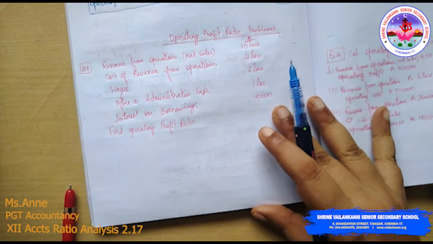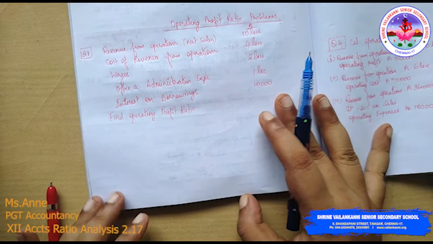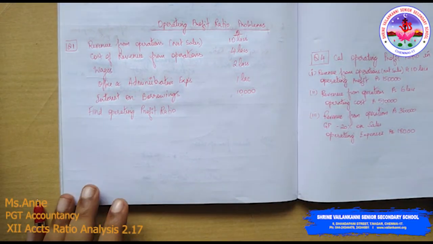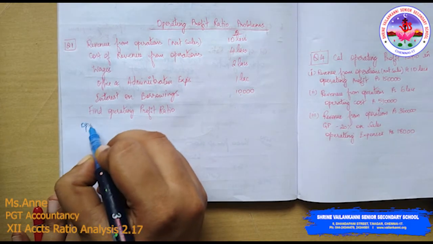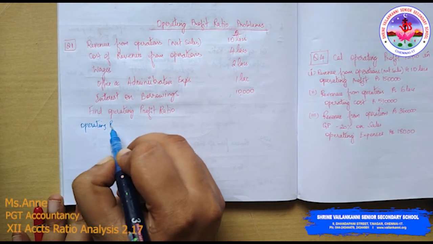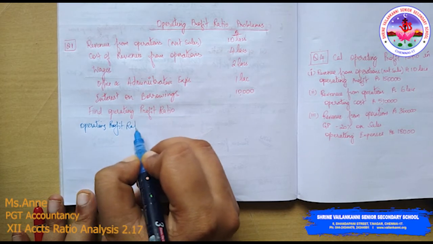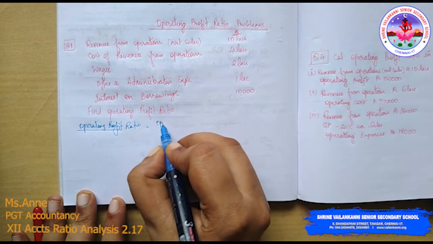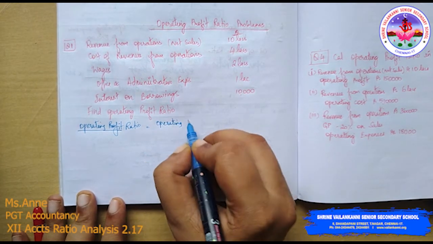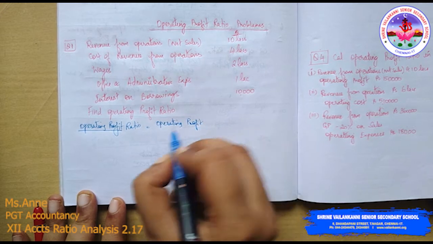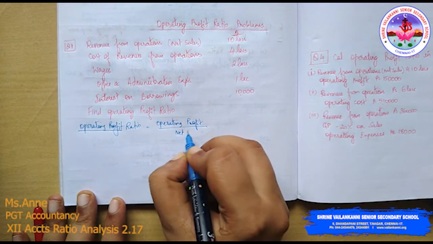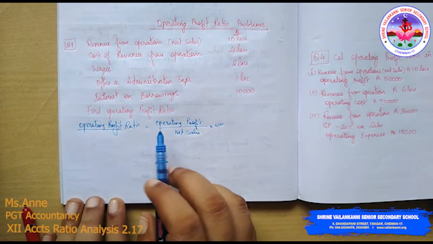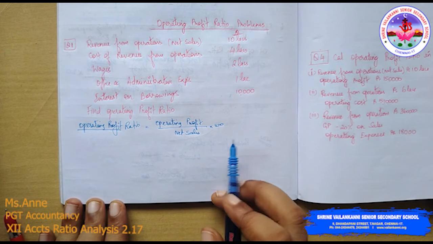So next problem we are discussing is operating profit ratio. Now operating profit ratio, we know what it is. By the name itself we can know operating profit ratio is equal to operating profit divided by net sales into 100, or revenue from operations into 100. So operating profit divided by net sales into 100.